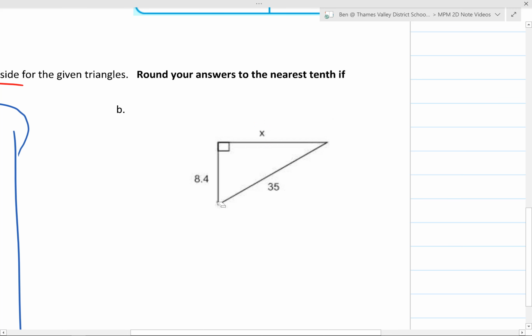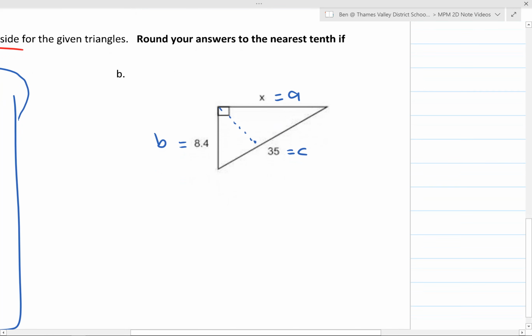In this case, we're looking for one of the legs. We see our right angle. We go opposite the right angle to find our hypotenuse. That is, our hypotenuse equals 35 here. That's a C. We can label the other ones as A or B as needed. Now we're working again with the Pythagorean theorem. So A squared plus B squared equals C squared. If we want, we can rearrange it right here. Otherwise, we could substitute in first and then rearrange. Let's try rearranging it first here.